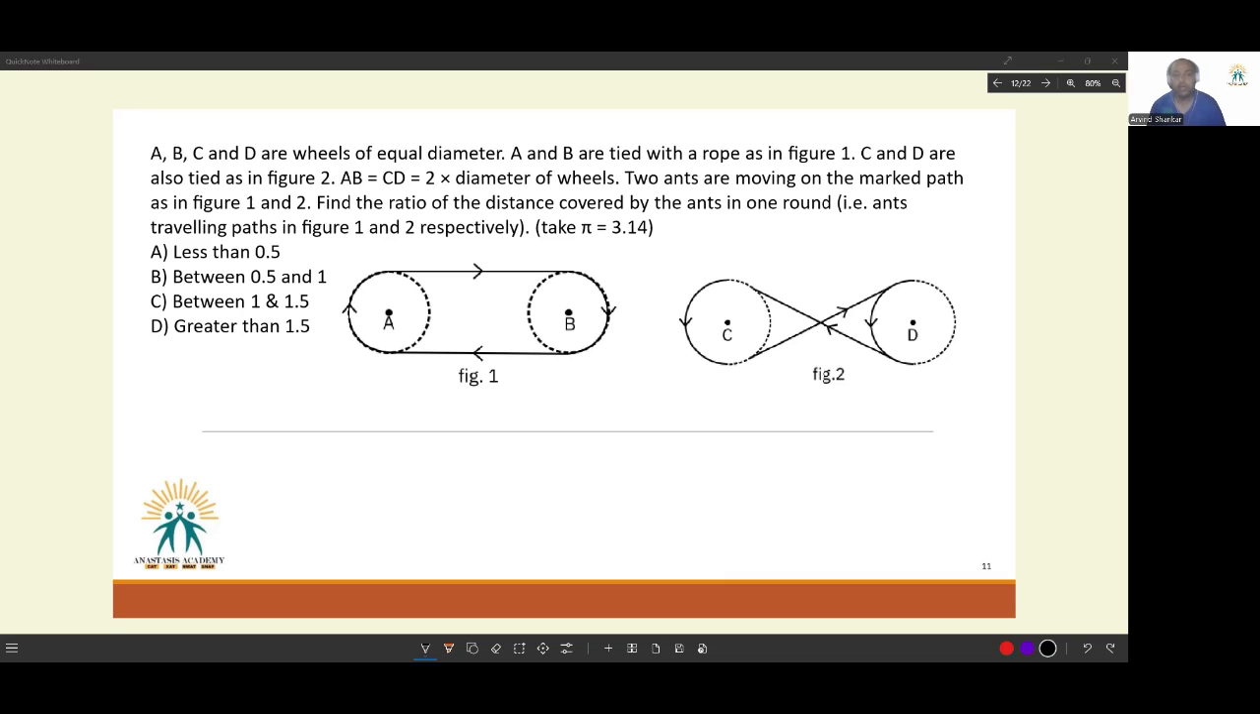A, B, C, D are wheels of equal diameter. A and B are tied with a rope as in figure 1, the way it is shown. C and D are also tied in figure 2. AB is equal to CD is equal to 2 times the diameter of the wheels.